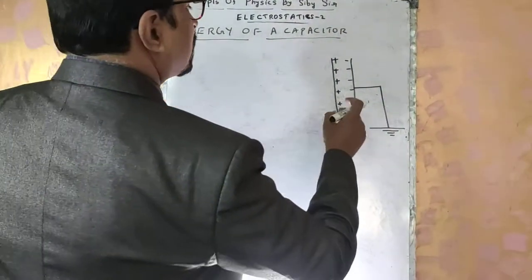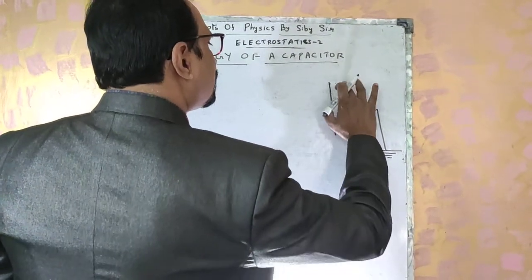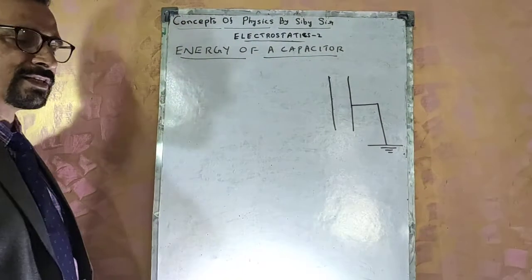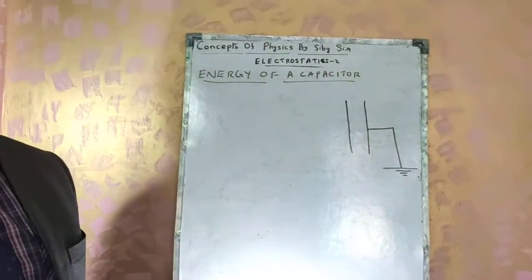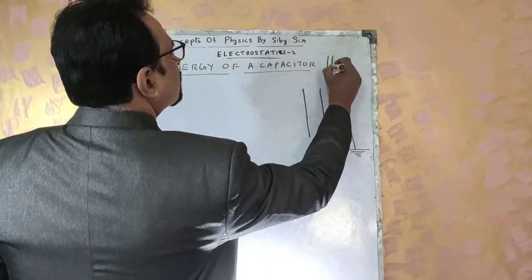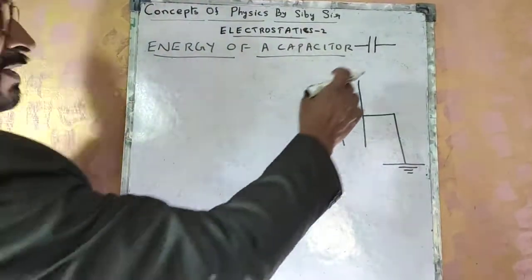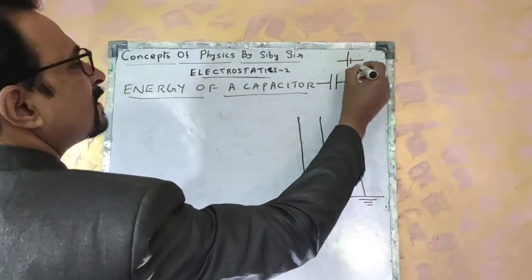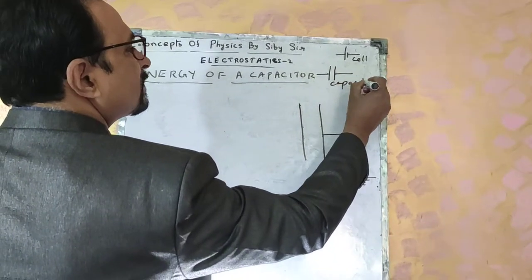Now, how to construct a capacitor? While you are constructing the capacitor, there is no charge on the plates. You are keeping two plates together. One is earth. Arrangement is called capacitor. Now, what you have to do? You have to charge this capacitor. And this is a symbol for the capacitor. Parallel plate capacitor, symbol is this one. For cell, the symbol is like this. This is for cell and this is for capacitor.